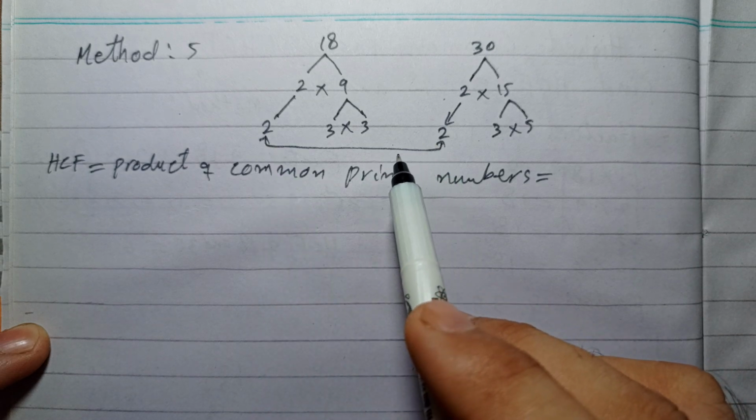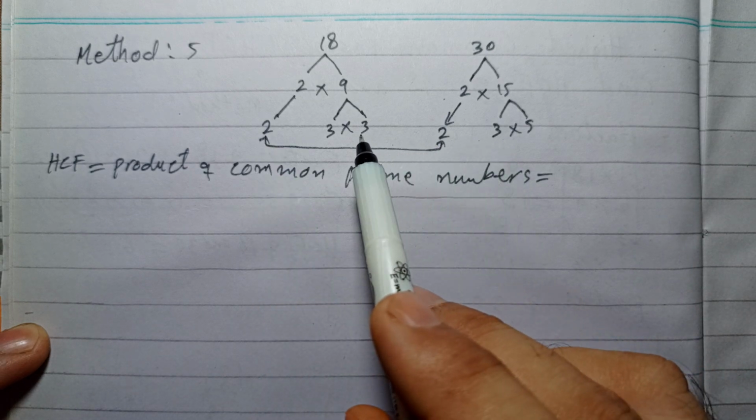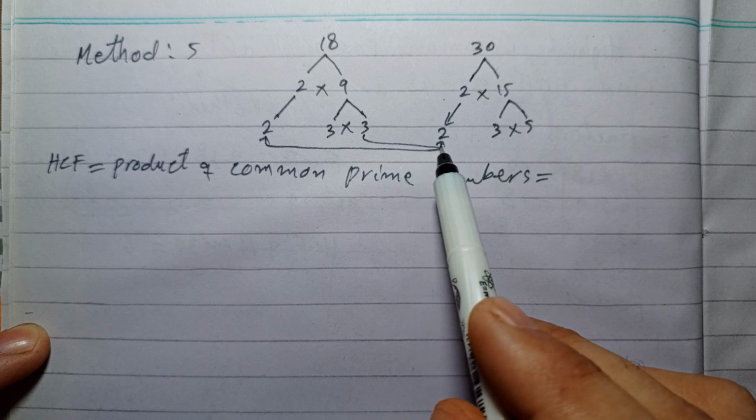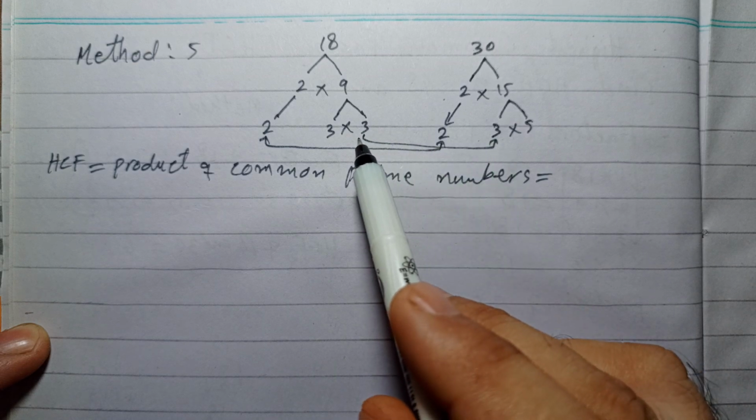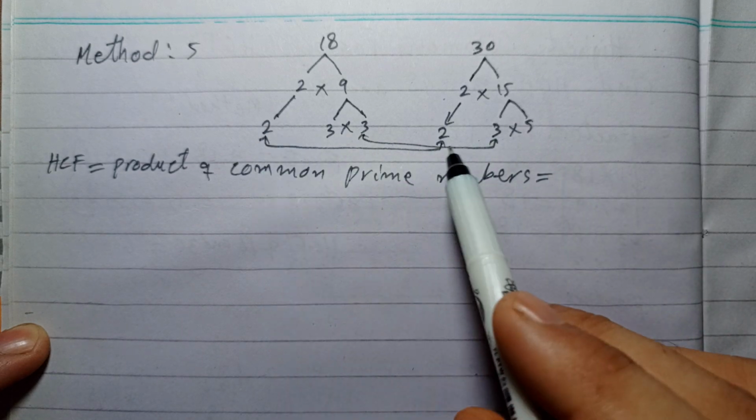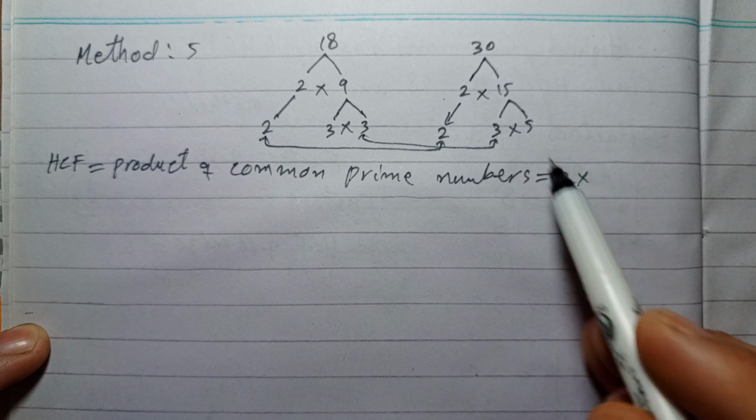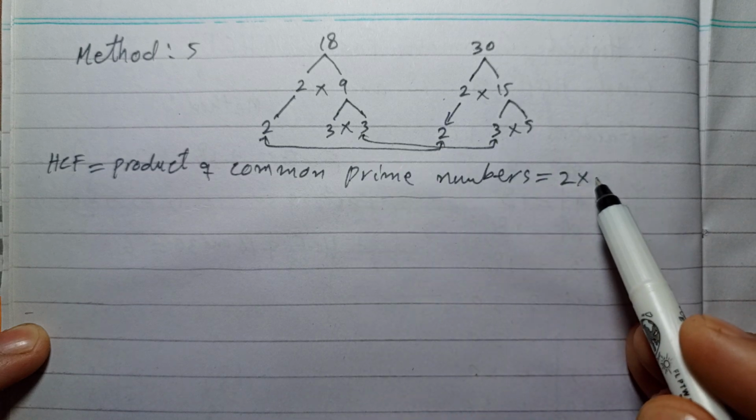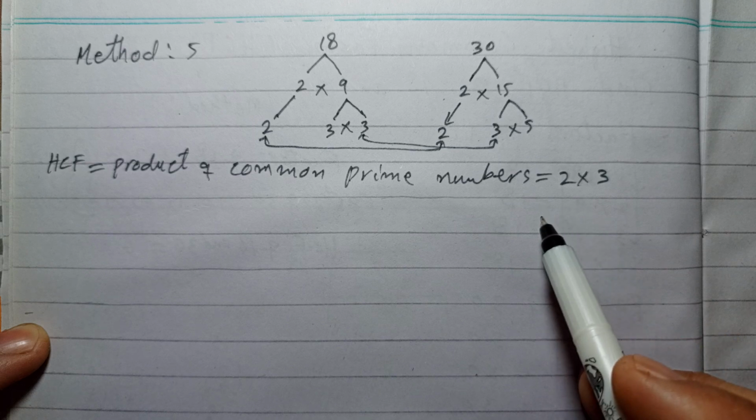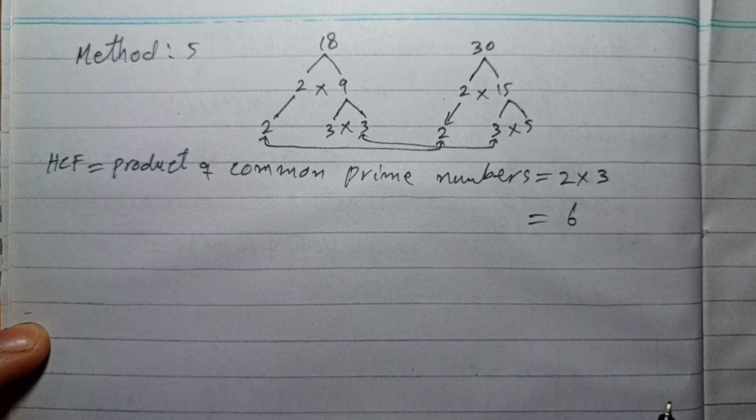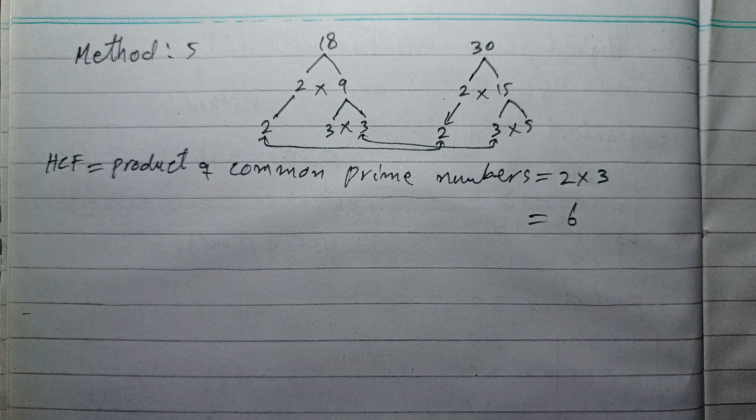2 is common in both, and also this 3 is common in both. One 3 is also common in both. So you will get 2 here, multiplied by 3, and 2 3s are 6, again 6. So there are 5 methods by which you can find the HCF of any 2 numbers, any 3 numbers, or any 4 numbers. So you can say that this is the summary of HCF finding.